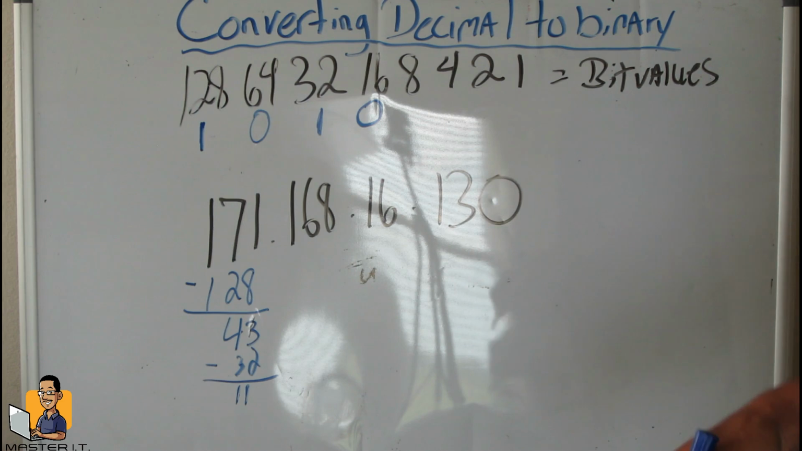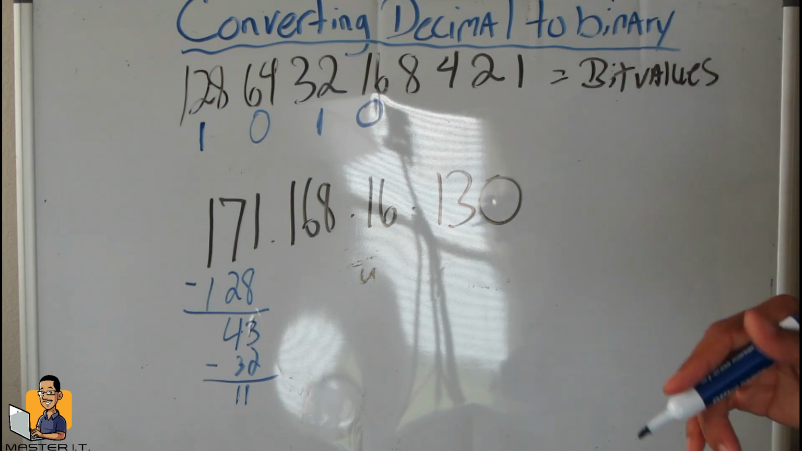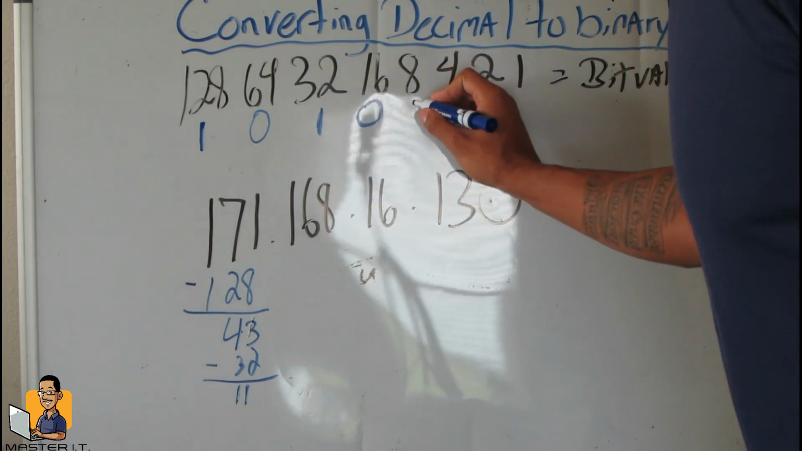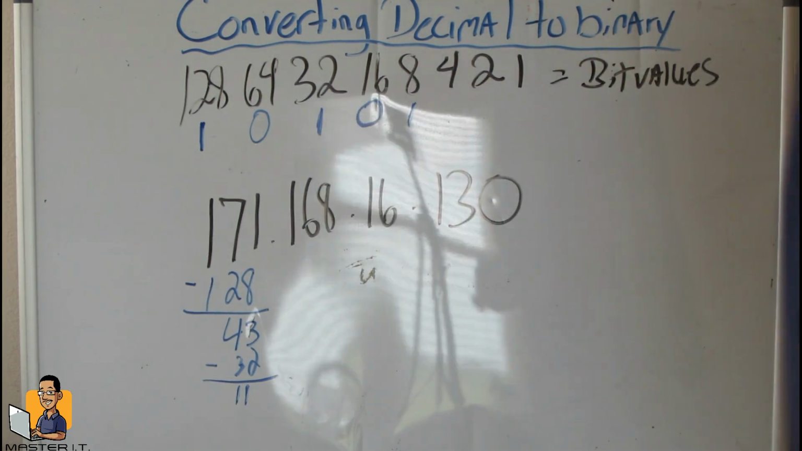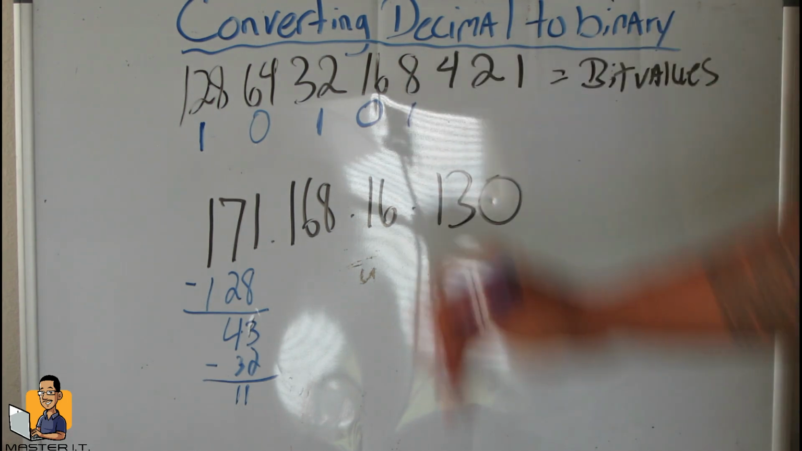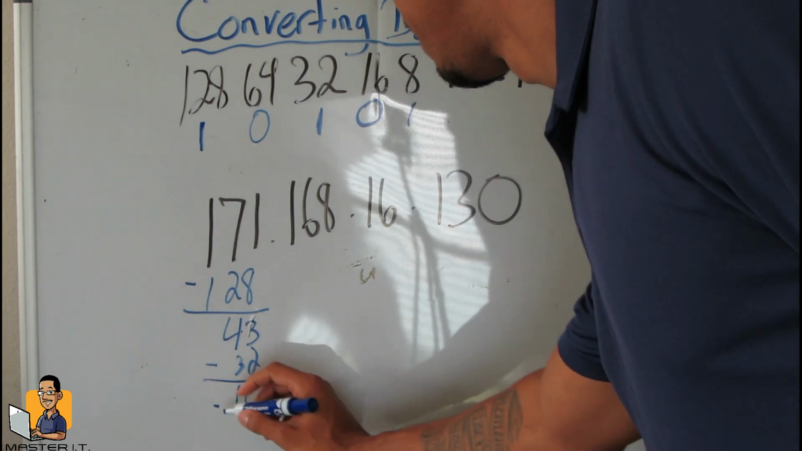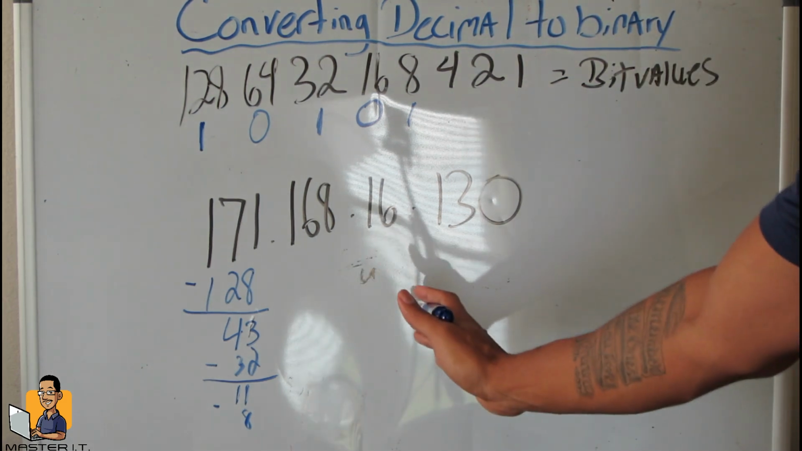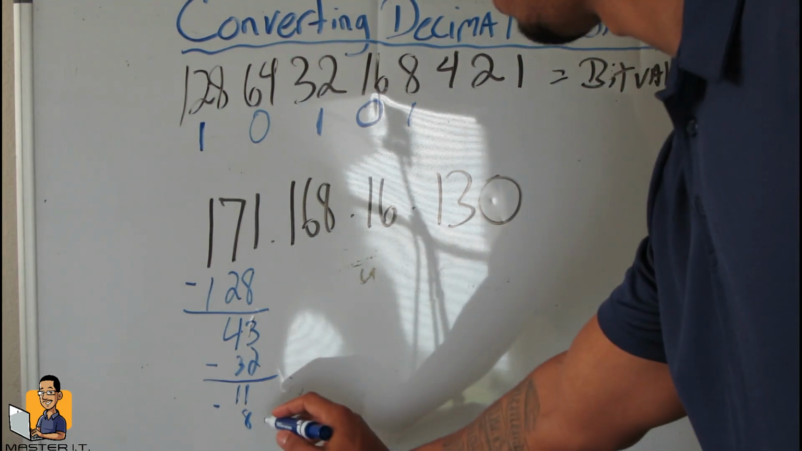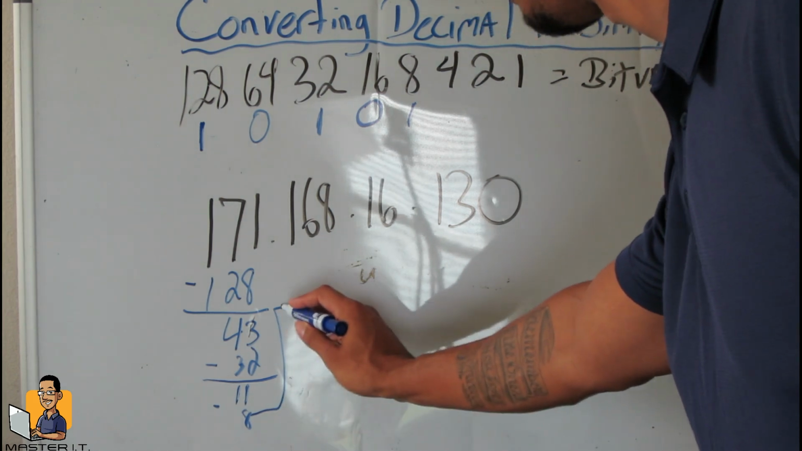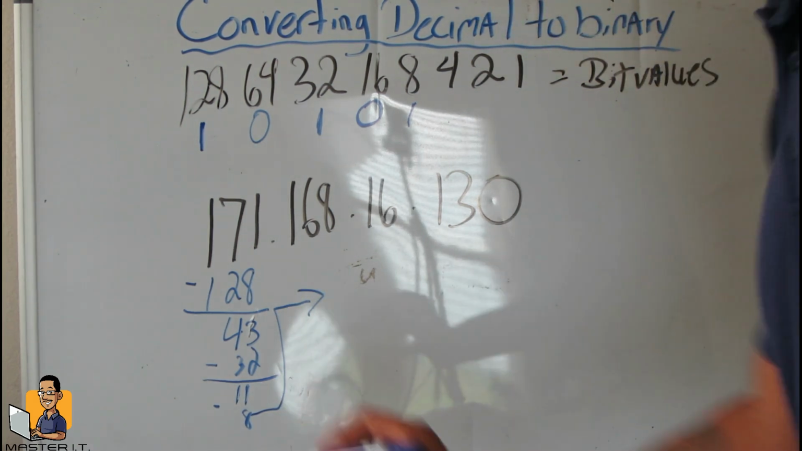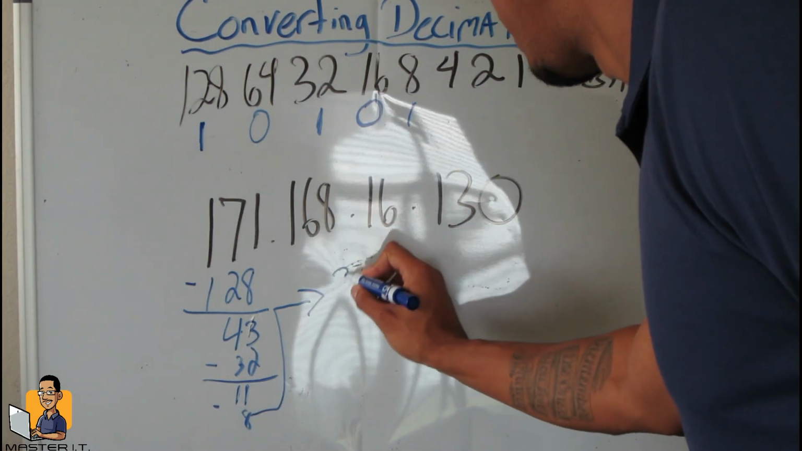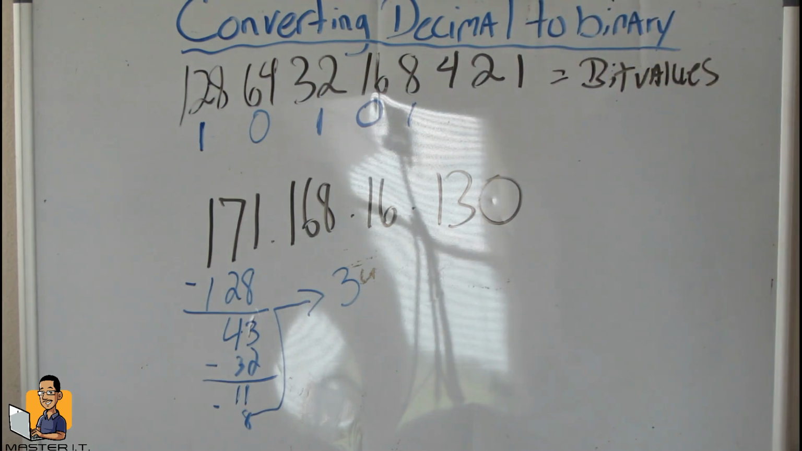Is 8 higher or lower than 11? Perfect. It's lower. So we're going to subtract 8 from 11, and we signify that that bit is on by putting a 1 right there. 11 minus 8 is 3. That's what we have left.